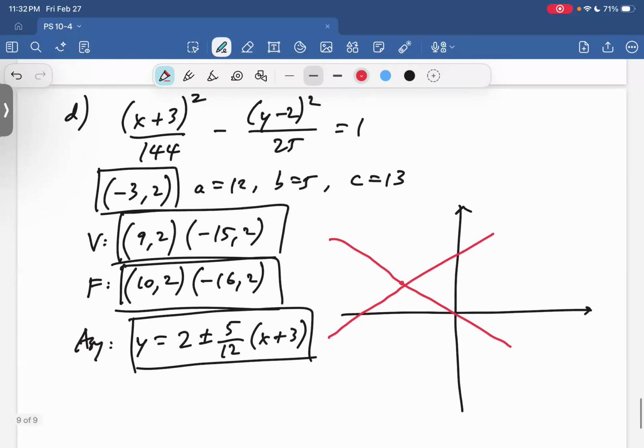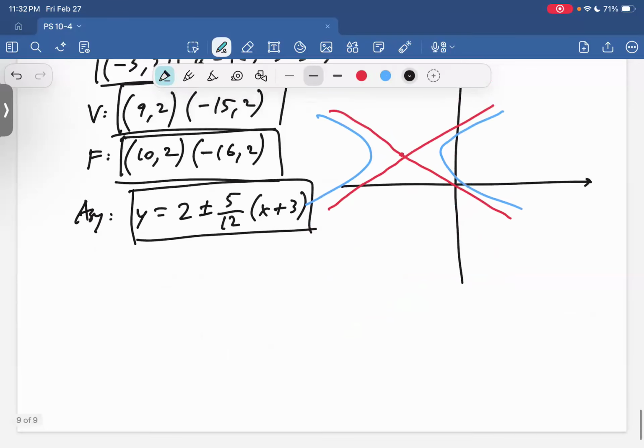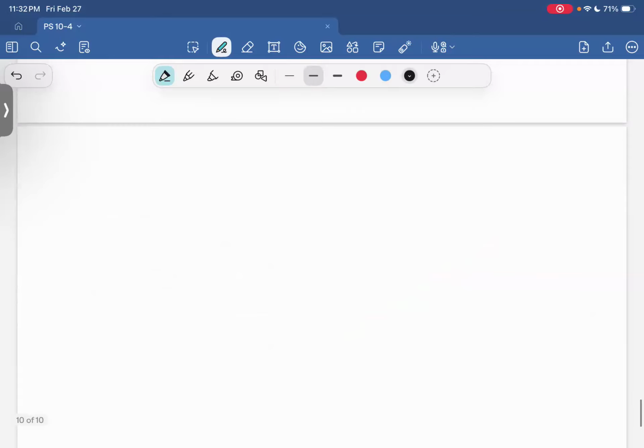This is a horizontal hyperbola, so I need to draw like that. On to question E, starting the completing the square ones.